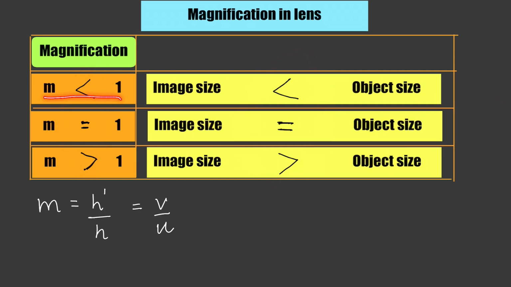That is, when magnification is less than 1, image size is less than object size. When m is equal to 1, image size is equal to object size. When m is greater than 1, image size is greater than object size.